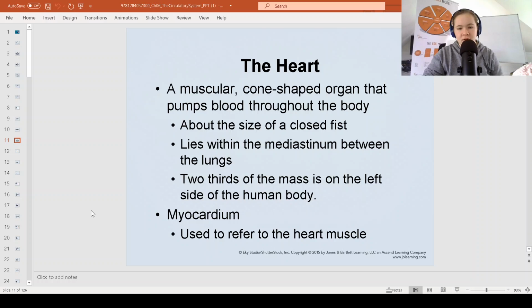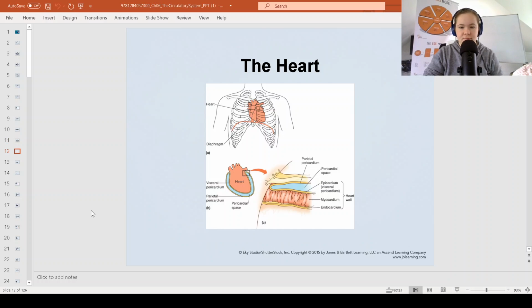The heart is a muscular cone-shaped organ that pumps blood throughout the body. It is about the size of a closed fist, and it lies in the mediastinum, between the lungs. About two thirds of the mass is on the left side of the human body, right about here. Myocardium is used to refer to the heart muscle itself.